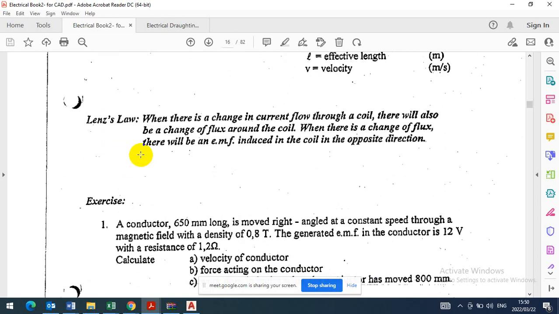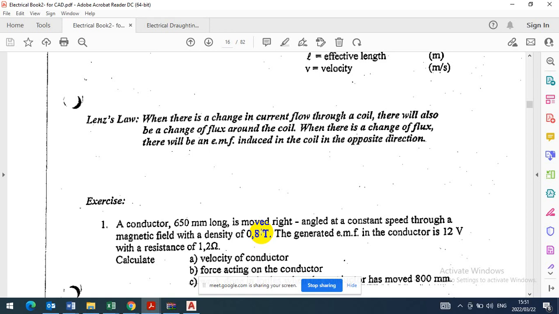Okay, the last statement here is talking about Lenz's law, which you said you have never heard. Lenz and Faraday speak of the same things, except that Lenz had to add something else here. He said, when there is a change in current flow through a coil, there will also be a change of flux around the coil. Do you understand this statement? Yes. When current alternates, that's change. When current changes, even the magnetic flux that it produces will change. We agree? When you increase current, there will be more magnetic field. When current reduces, less magnetic field.